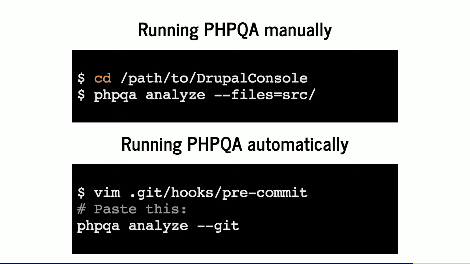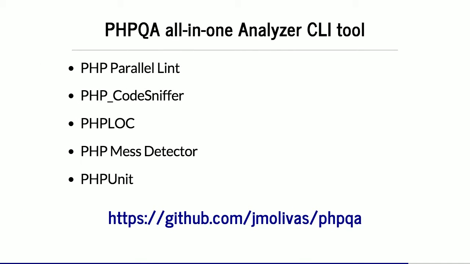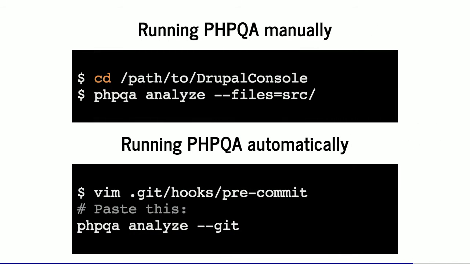You get it by cloning this. I still have an issue packaging this as a phar, because when building the phar, there's some issue with symlinks, and I haven't fixed that. So at this point, you need to git clone this. Sorry about that. And you can just change to your project and run PHP QA analyze, and then pass dash dash files, and then the path of your project. This project is also built in Symfony Console.